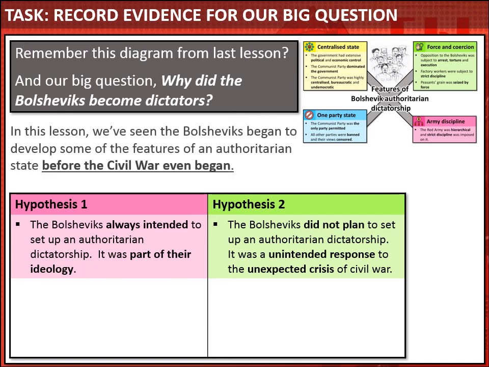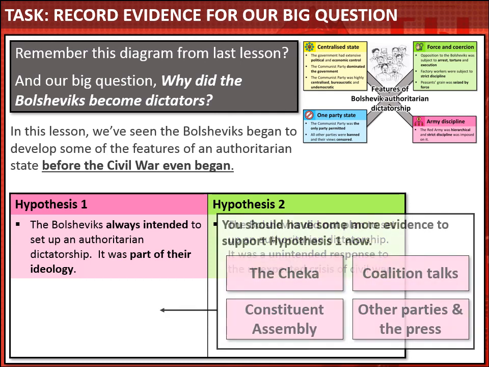In this lesson, we've seen again that the Bolsheviks began to develop some of the features of dictatorship before the civil war even started. So you should be ready now to add a little bit more evidence to support hypothesis 1. In particular, you're going to need to think about the Cheka, coalition talks, the Constituent Assembly, and the way in which the Bolsheviks dealt with other parties and the press. And I'd like you to add more evidence now to that side of your table.